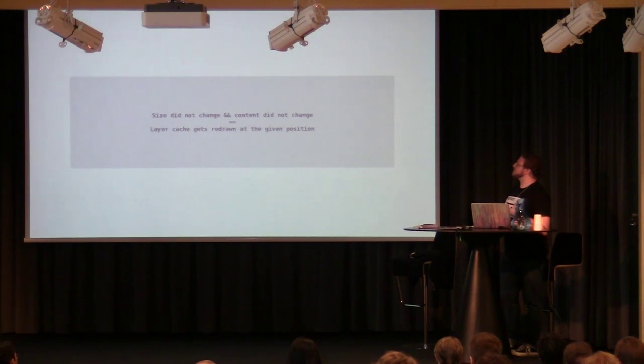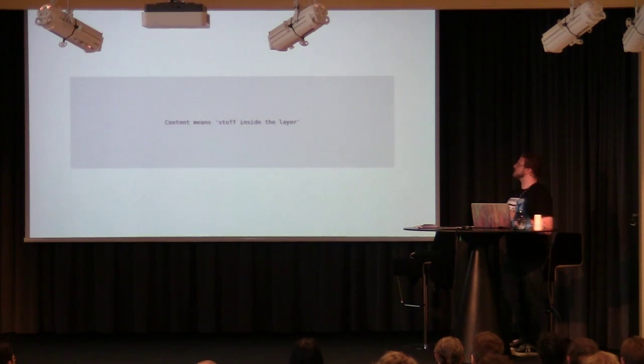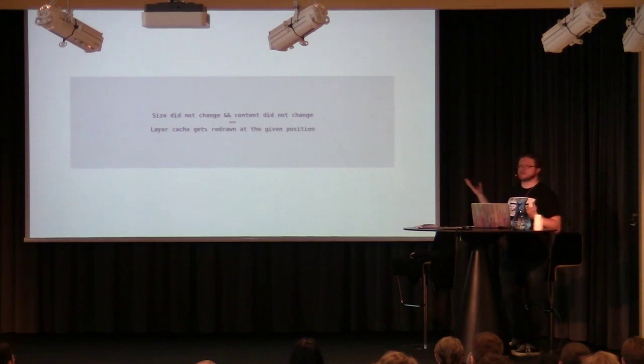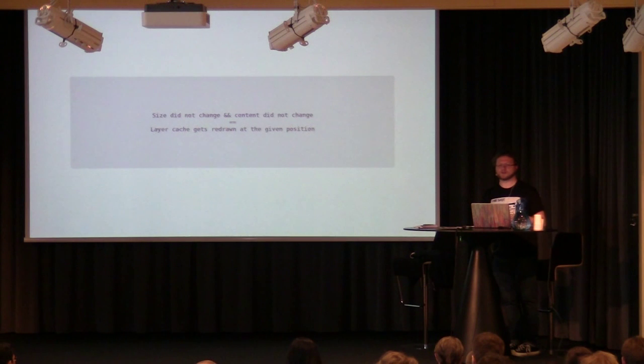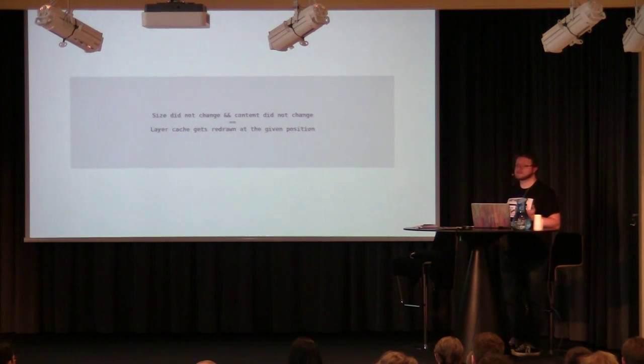But if the size bit doesn't change and the content bit doesn't change, then the contents of the layer are exactly the same. You don't have to redraw them. You just have to redraw them at the right position using simple Cairo or GL operations. And those are fast. Moderately so, at least.